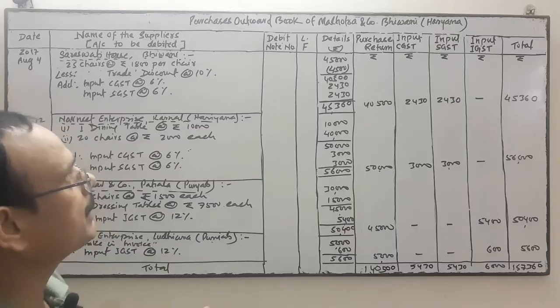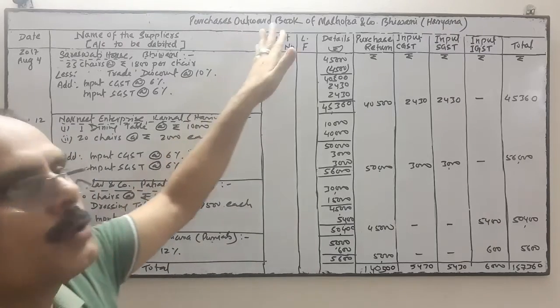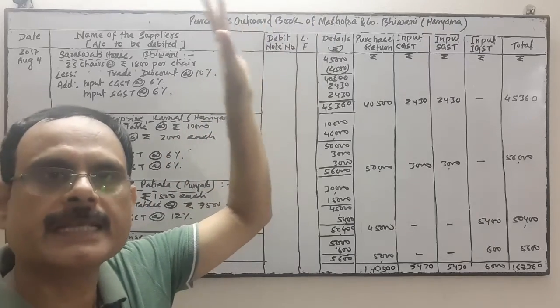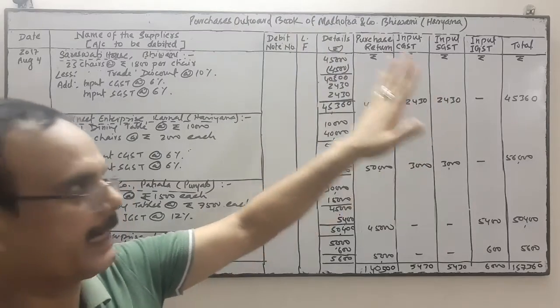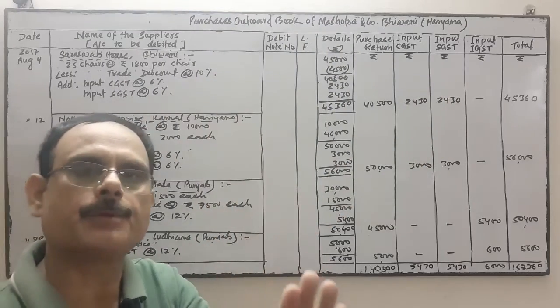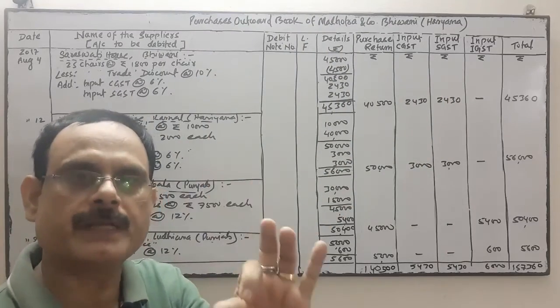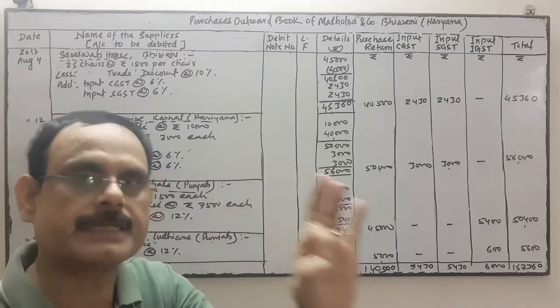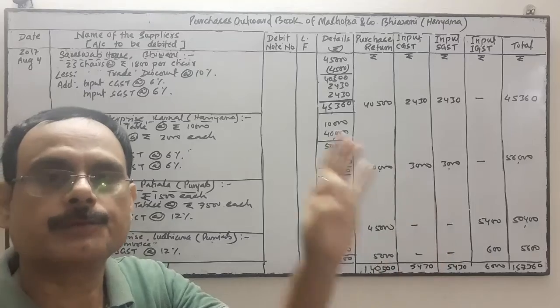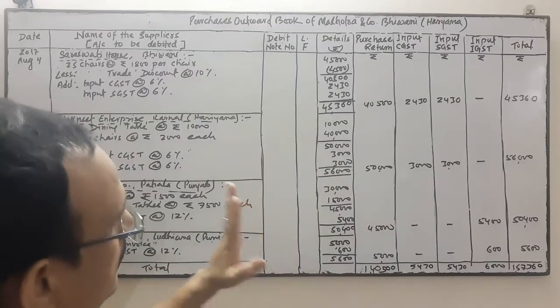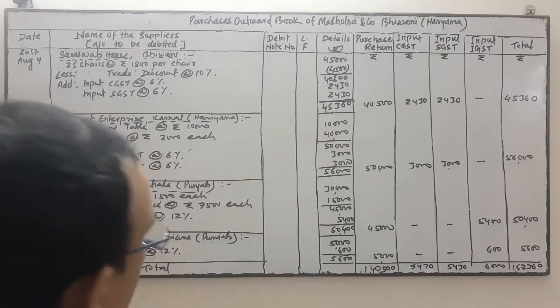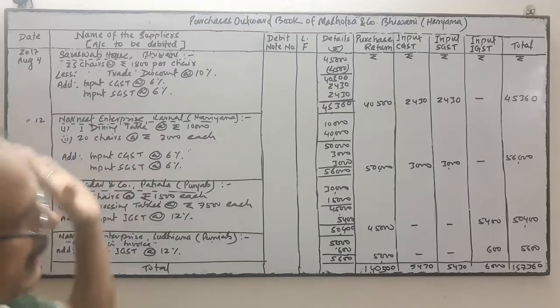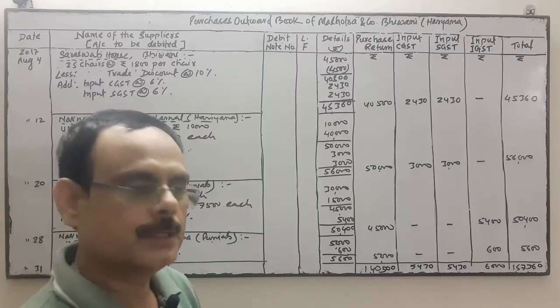This is all about the purchase outward book, which is also known as the purchase return book. In this book, only those entries will be recorded where goods were purchased on credit. If that goods is returned to the supplier, that will be recorded over here. So the same thing will be taken into account.